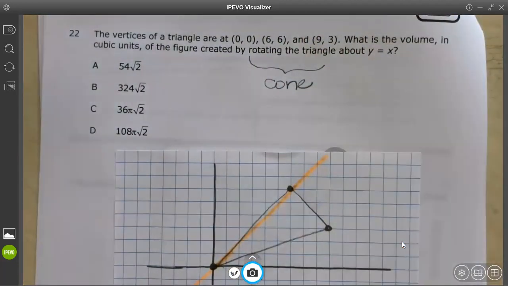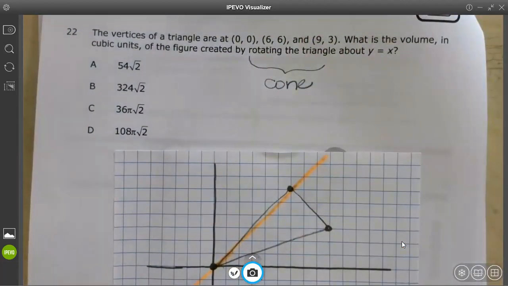Okay, so sometimes they'll throw something like that in there. If you rotate a prism, like a rectangular prism or a square prism, that's going to give you a cylinder. Does everybody understand that? Okay, so think about that if you have to do that. So we have a cone.